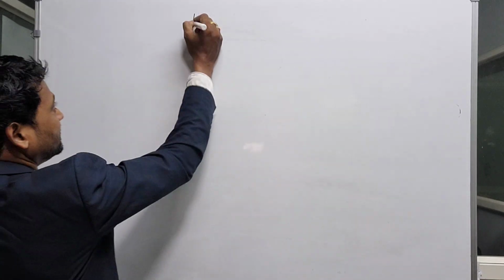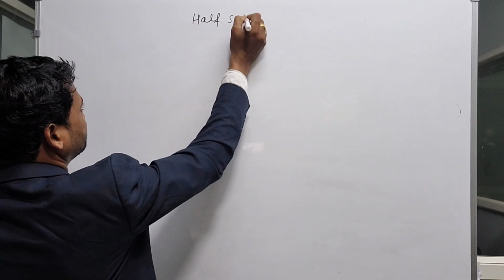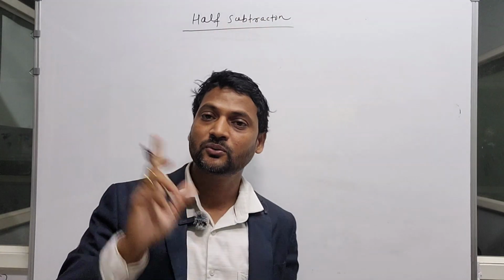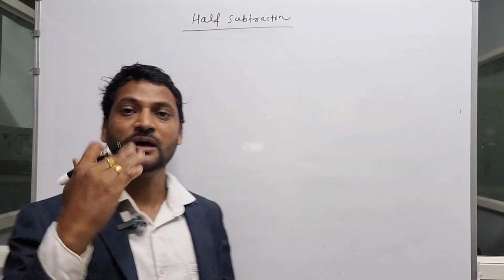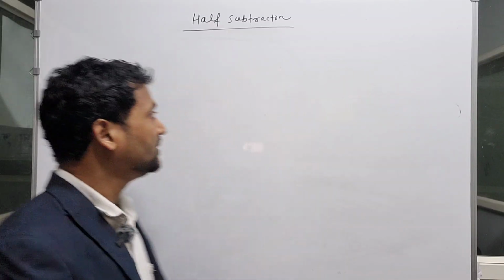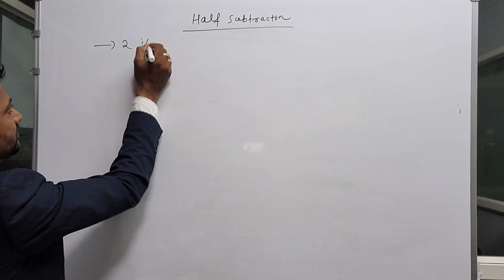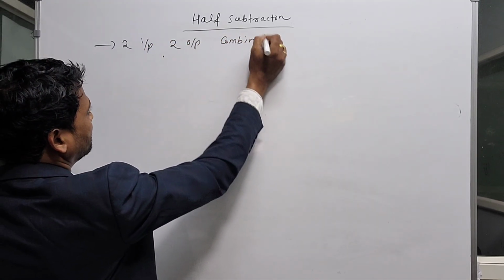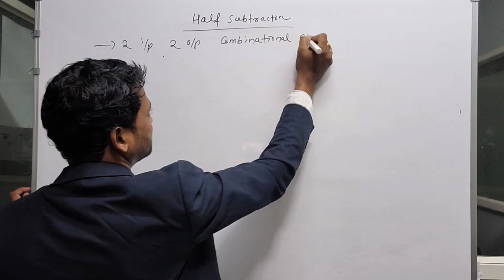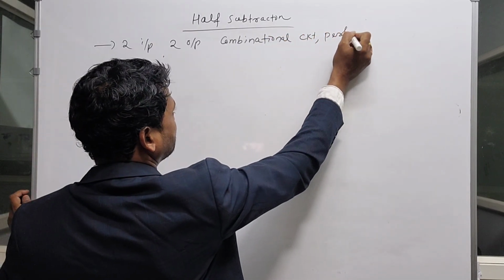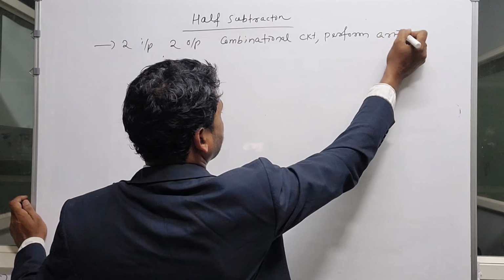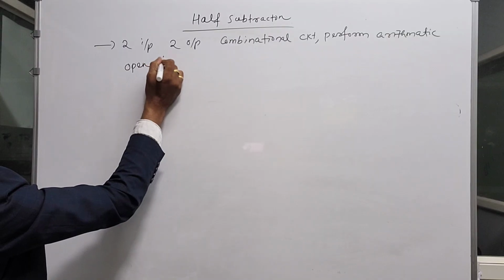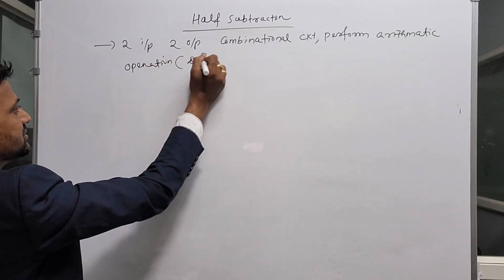So let's start. Heading: half subtractor circuit. Coming to the definition, a half subtractor circuit is a two input two output combinational circuit which performs some arithmetic operation in terms of difference. Again I repeat, it is a two input two output combinational logic circuit which performs arithmetic operation, mostly difference or subtraction.